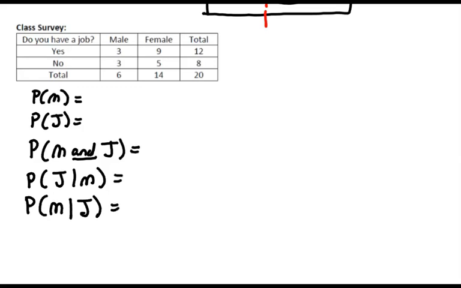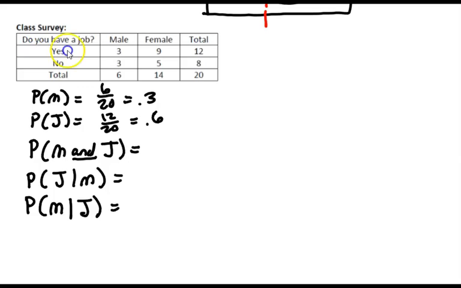So what's the probability that they're male? Well, there's 6 total males, 6 out of 20, or 0.3. 30% chance of picking a male. What's the probability that someone has a job? Well, if you look at, do you have a job? Yes. And you go over here, the total yeses were 12. This would be 12 over 20, which is 0.6. So 60% of the people in the class have a job.